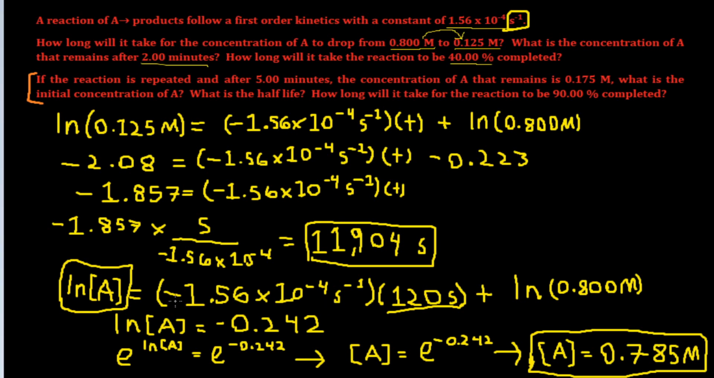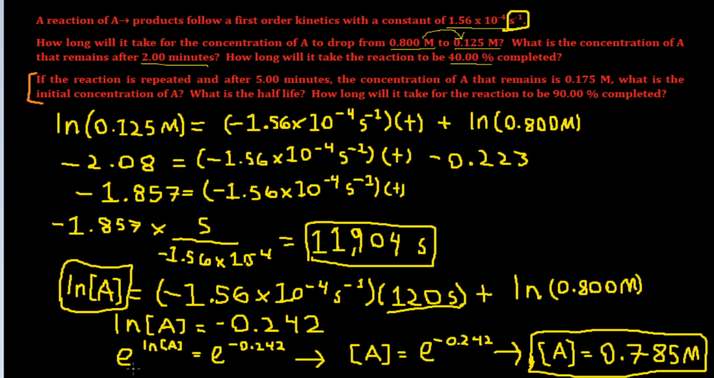So first we multiply the time, 1.56 times 10 to the negative 4 times 120. I decided not to write all of it out. It'll be negative 0.01872, and then plus the natural log of 0.8, which we still have up here. So then when we add those together, we get negative 0.242.